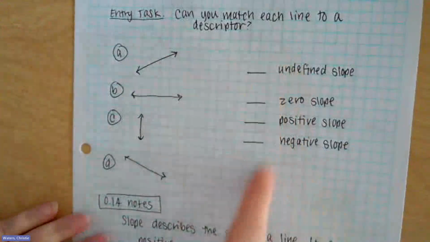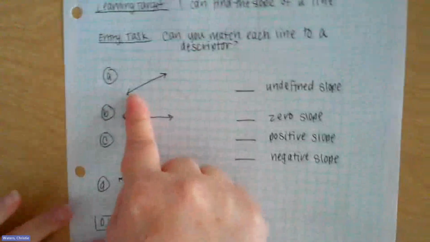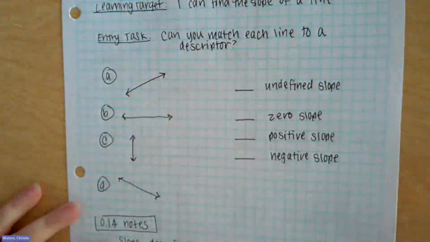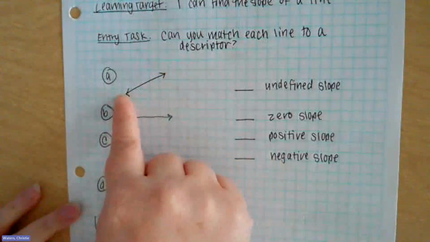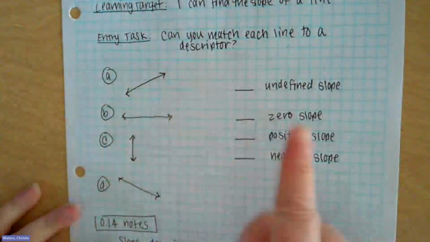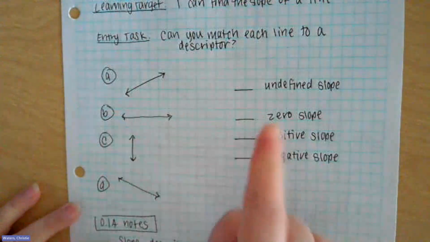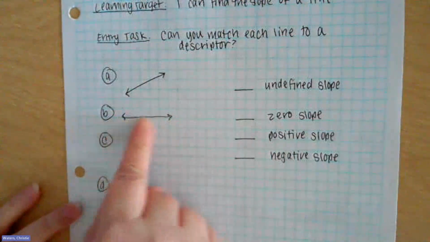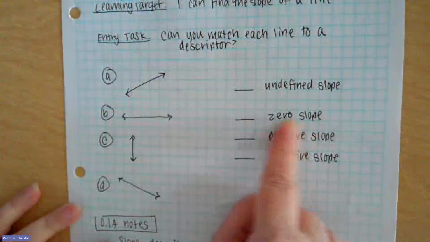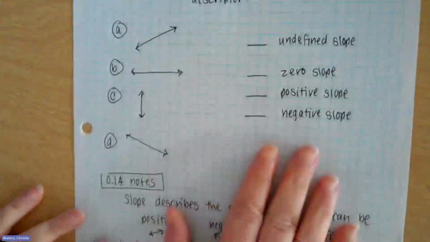Okay, so let's go through these. So you want to look at your lines left to right, just like you read a sentence. So going left to right, this arrow is going upward. And so this is a positive slope. So this should have an A here. When it's a flat line like this, that's a zero slope. That's going to be B.